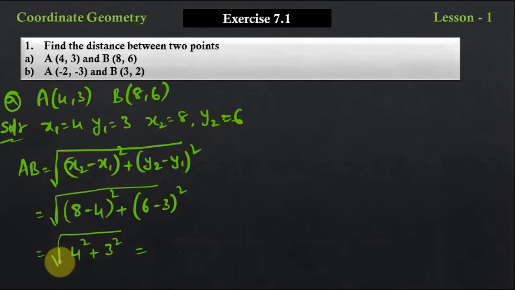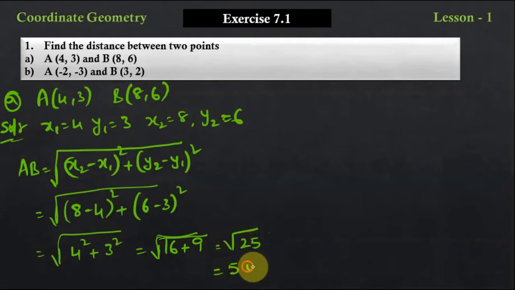Now we'll add this. 4 square, how much? 16, plus 3 square is 9, under root. Okay, now this will become square root of 25, that is equal to 5 units. So in this way we will find the distance between two given points.